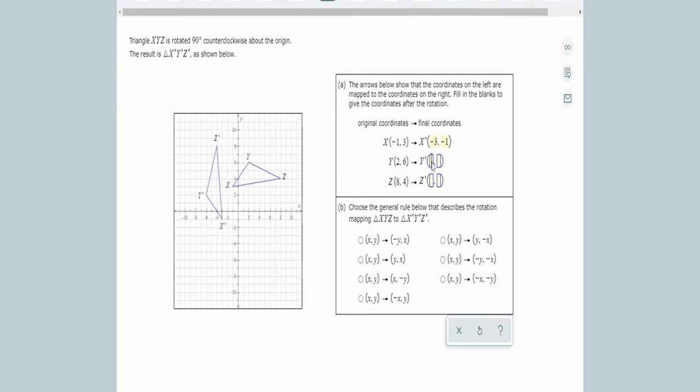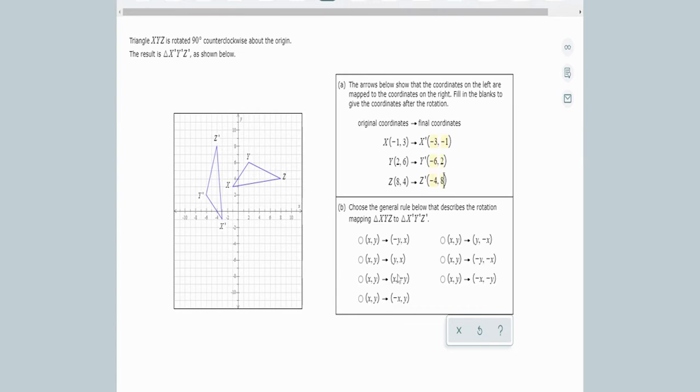All right, and then Y prime, that would be -6 and 2. So -6, -6, and 2. And then the last one, Z prime, that would be -4 and 8. So -4 and +8. So there's our three new points in our rotated image.